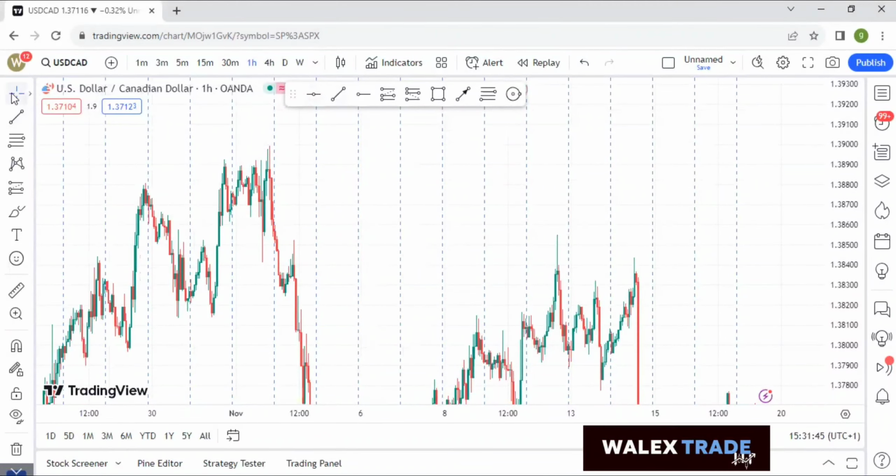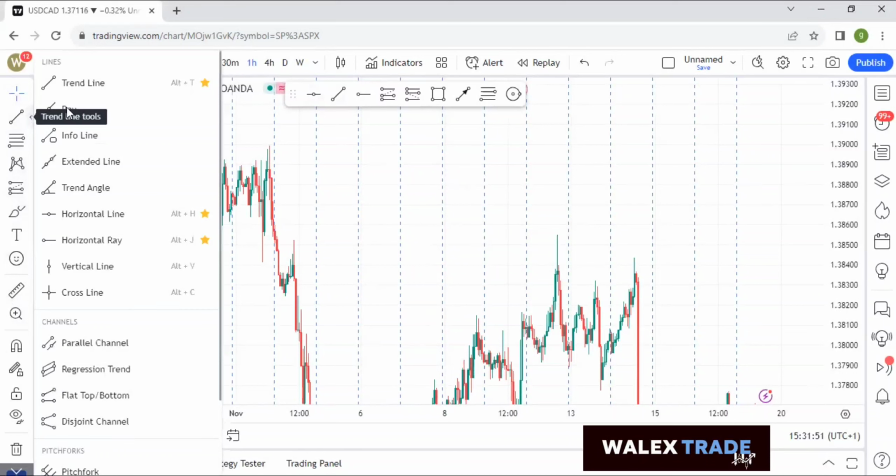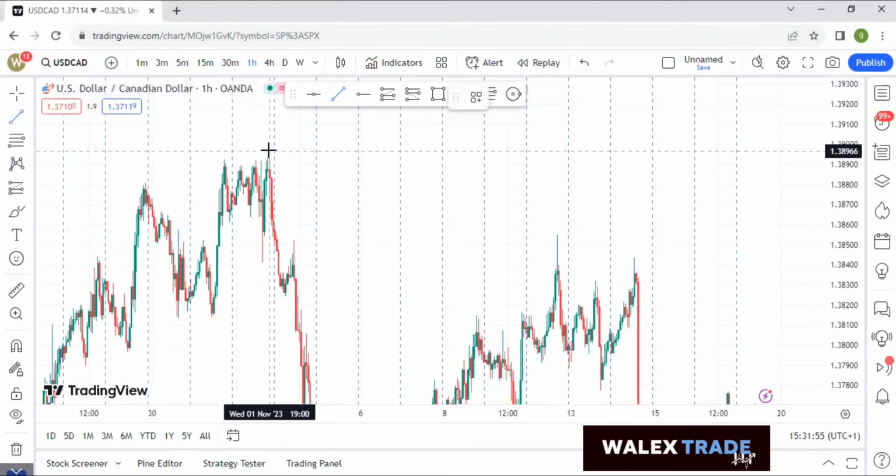We know how to select the tools. Look at the left hand side. You see the tools there. Look at the trend line here. We go to trend line, select it. Then you come over here.